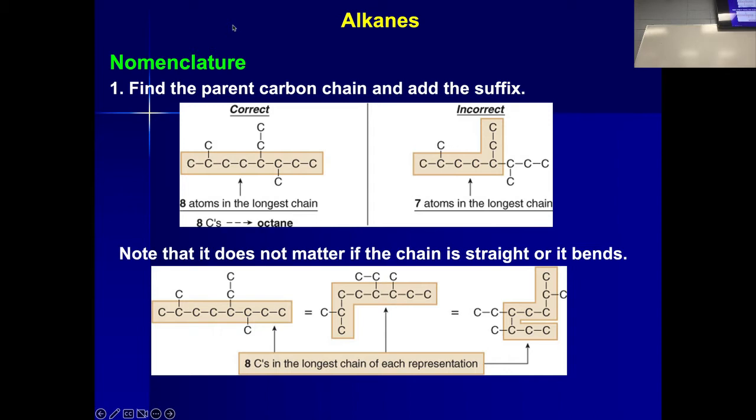So do not get in the habit of thinking you're going to read this like a book from left to right. When you see a structure, use your pen or pencil and try to find the longest continuous chain. And once you have found it, and this is the reason I like this book over the book you all have, they circle it, they highlight it. Once you have that, that's the parent, right?